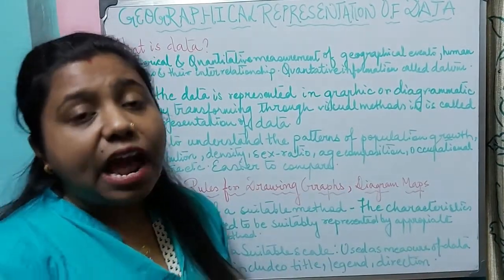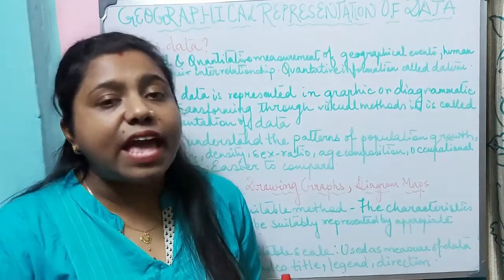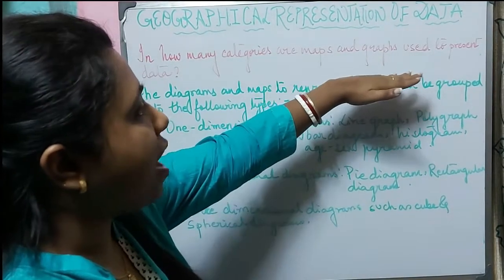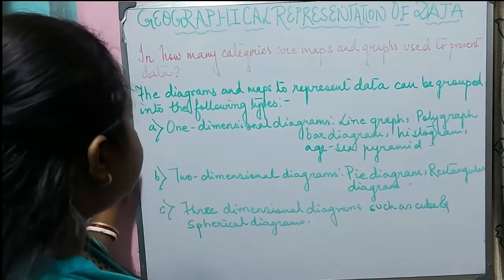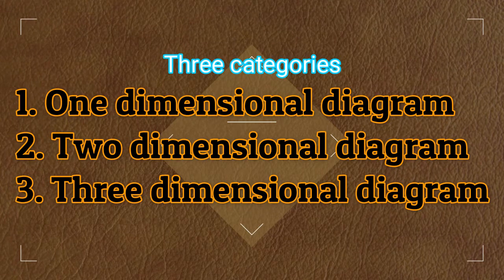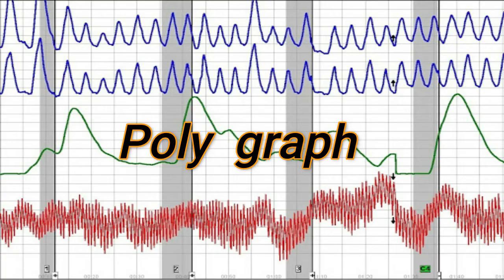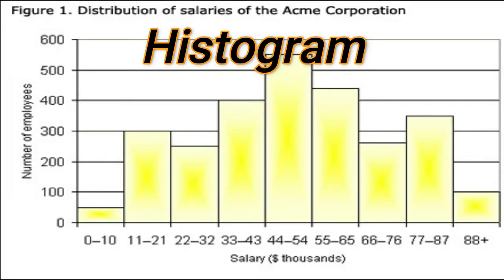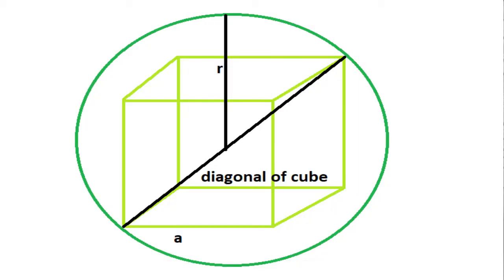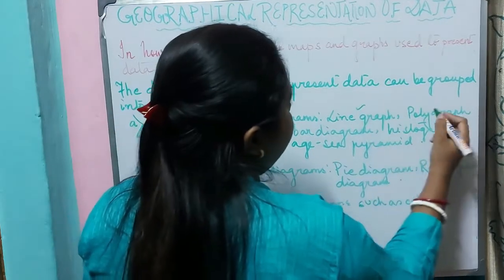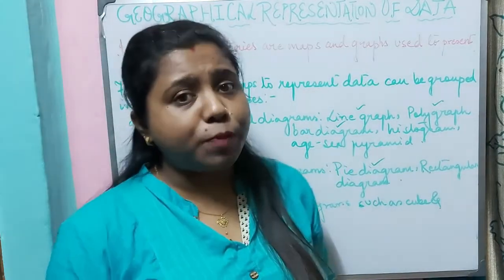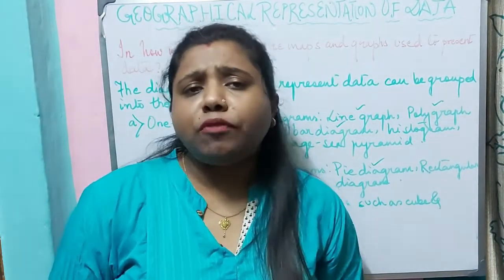Now let us see how many types of graphs and maps there are. In how many categories are maps and graphs used to present the data? They are used in 3 categories: one-dimensional, two-dimensional and three-dimensional diagrams. One-dimensional includes line graph, polygraph, bar diagram, histogram, pyramid; two-dimensional includes pie diagram, rectangular diagram; and three-dimensional diagrams such as cube and spherical diagrams. So in your syllabus we have line graph, polygraph, bar diagram, pie diagram, multiple bar diagram, compound bar diagram, composite bar diagram, which we will do one by one.